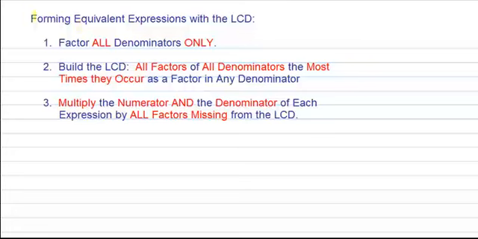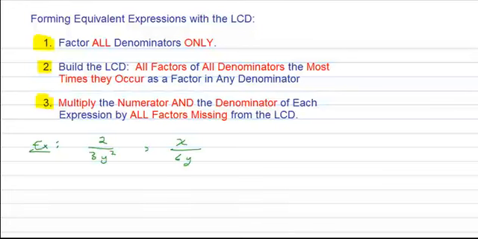Okay, so to form equivalent expressions, we want to factor all denominators only, build our LCD using all factors of all denominators the most times that they occur as a factor of any denominator. And now we want to multiply the numerator and the denominator of each expression by all factors missing from the LCD in that expression. That was a lot to write, and I didn't want too many words. Let's look at an example.